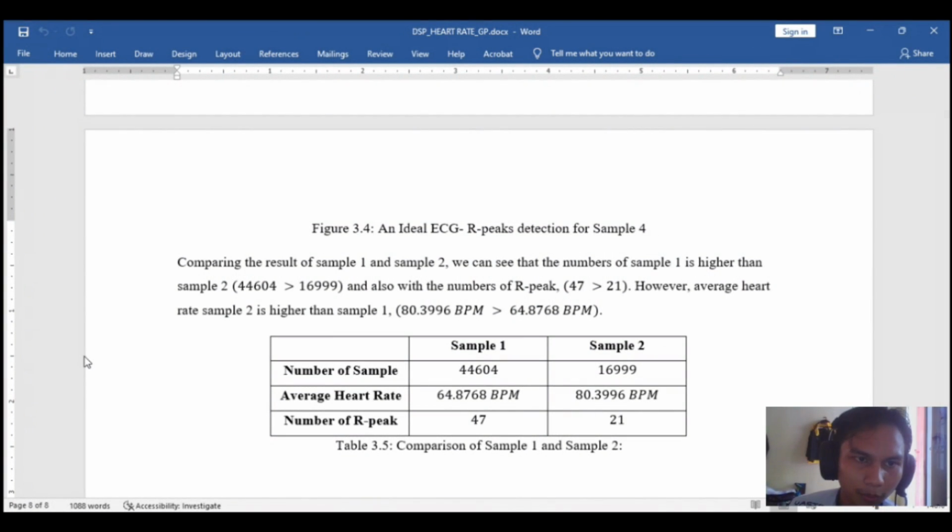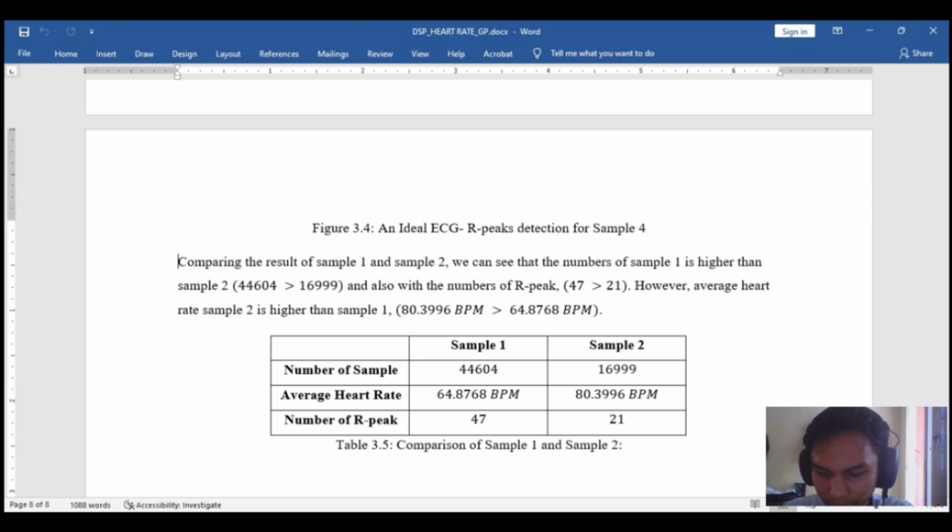After that, we compare the results of sample 1 and sample 2. We can see that the number of peaks of sample 1 is higher than sample 2, 47 over 21. However, the average heart rate of sample 2 is higher than sample 1. So the conclusion is that an effective methodology has been developed for automated detection of R peaks in ECG signal. So that's all from us. Thank you for watching.